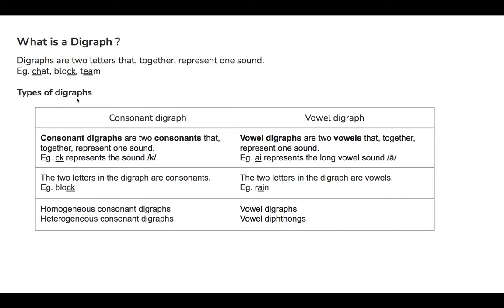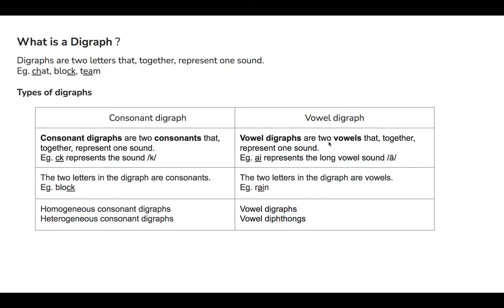Types of digraphs. Digraphs are classified into consonant digraphs and vowel digraphs. Consonant digraphs are two consonants that together represent one sound. For example, C is a consonant, K is a consonant. It together represents the sound K, which means the two letters in the digraph are consonants in a consonant digraph. Example, block.